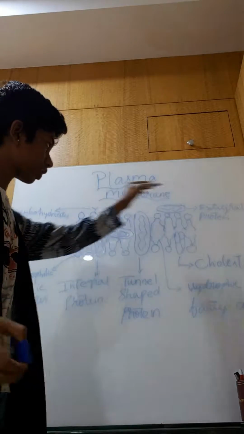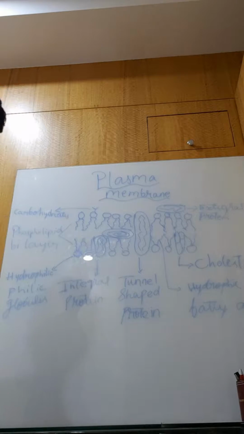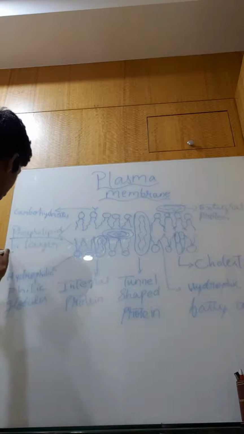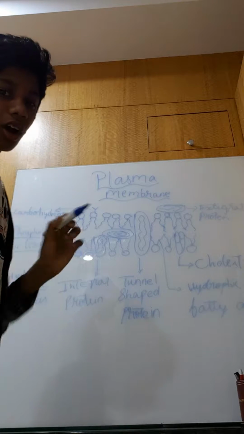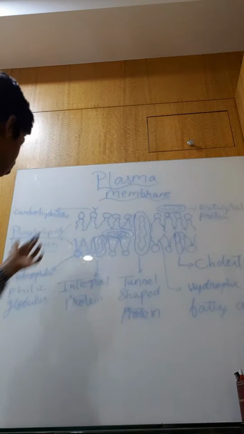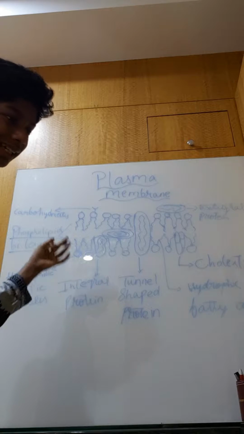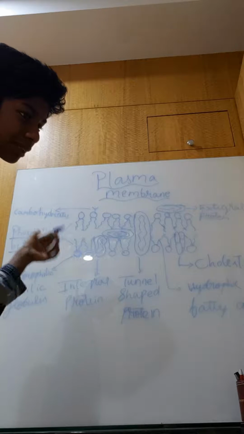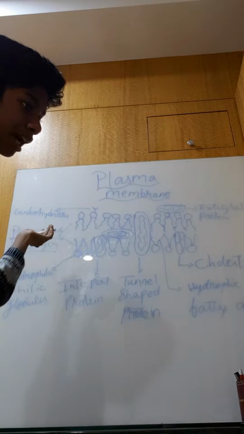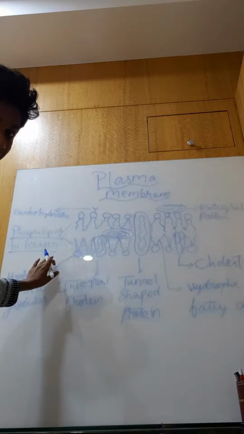This is the structure of the plasma membrane of a cell. It's a phospholipid bilayer. It has many phosphates. Every living cell is externally covered by a transparent, elastic and semi-permeable membrane called the plasma membrane of a cell.